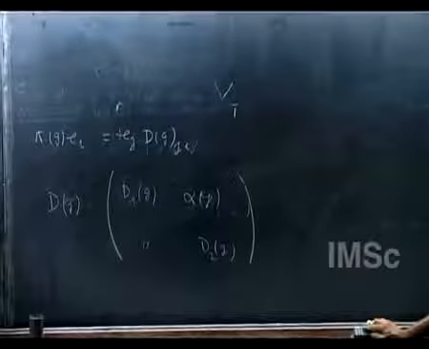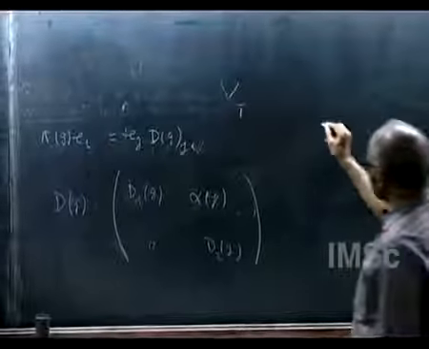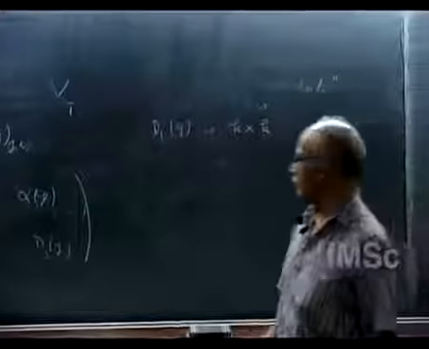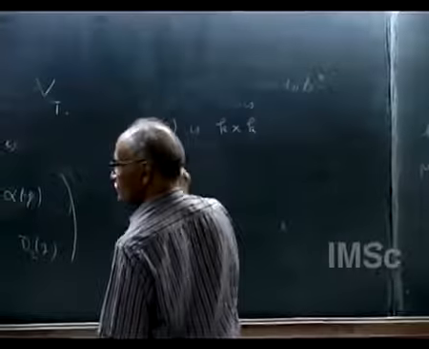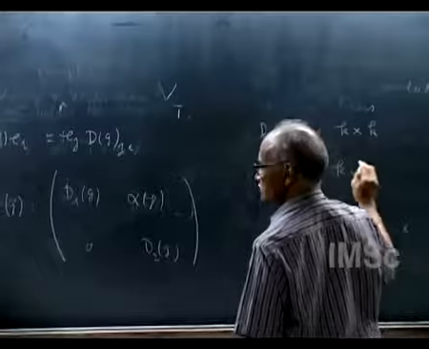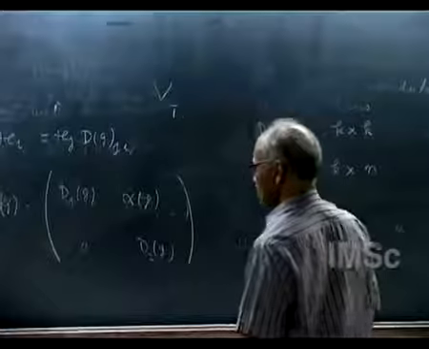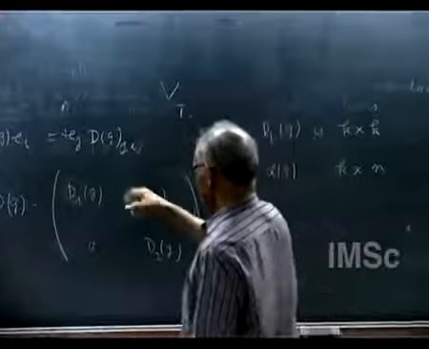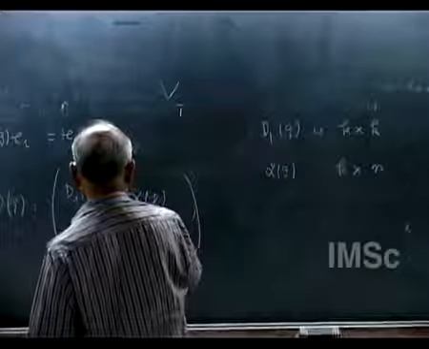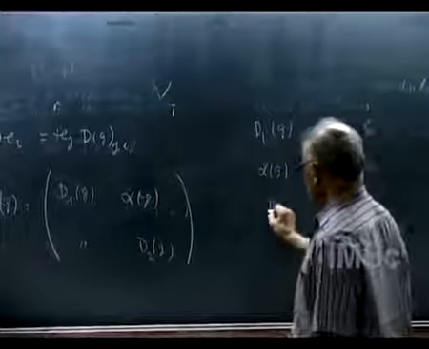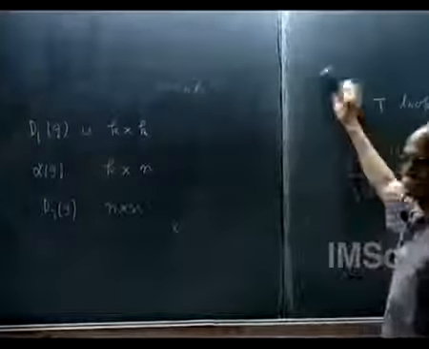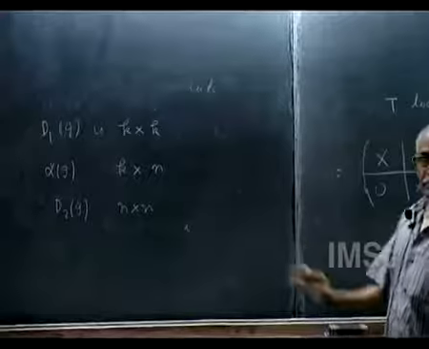By the same argument, here d1 of g is some k cross k matrix. Alpha of g will be, let us see the number of rows and columns: this is k, this is k, so I have to fill n. It will have n columns and k rows. Then d2 of g will be n cross n. It will be blocked like this.